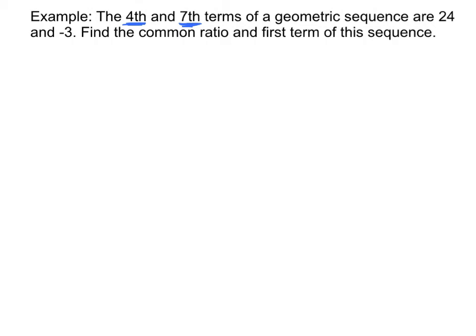So the first one says that the fourth term, which is 24, should be equal to the first term, which I don't know, times the common ratio raised to the n minus 1, the 4 minus 1 power, so raised to the third power. Okay? The other one says that the seventh term, which is negative 3, should be equal to the first term times the common ratio to the 7 minus 1, or to the sixth power.